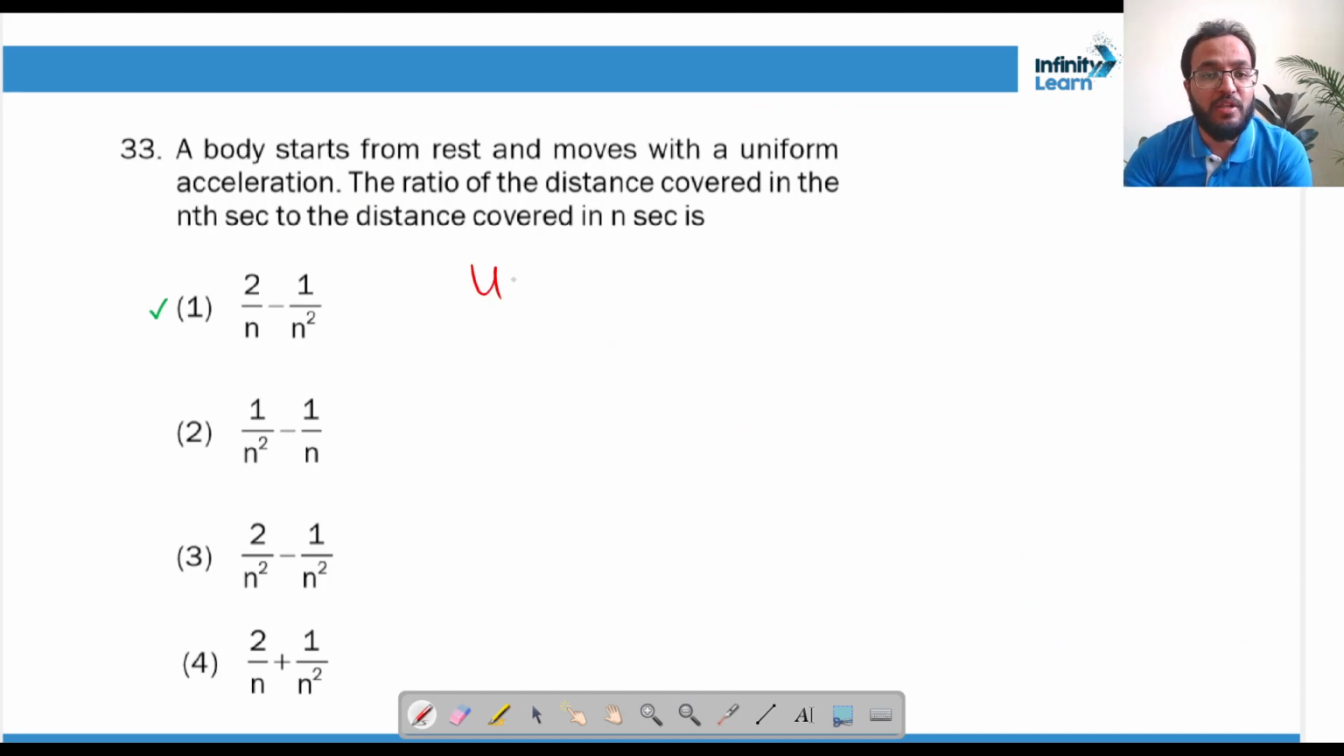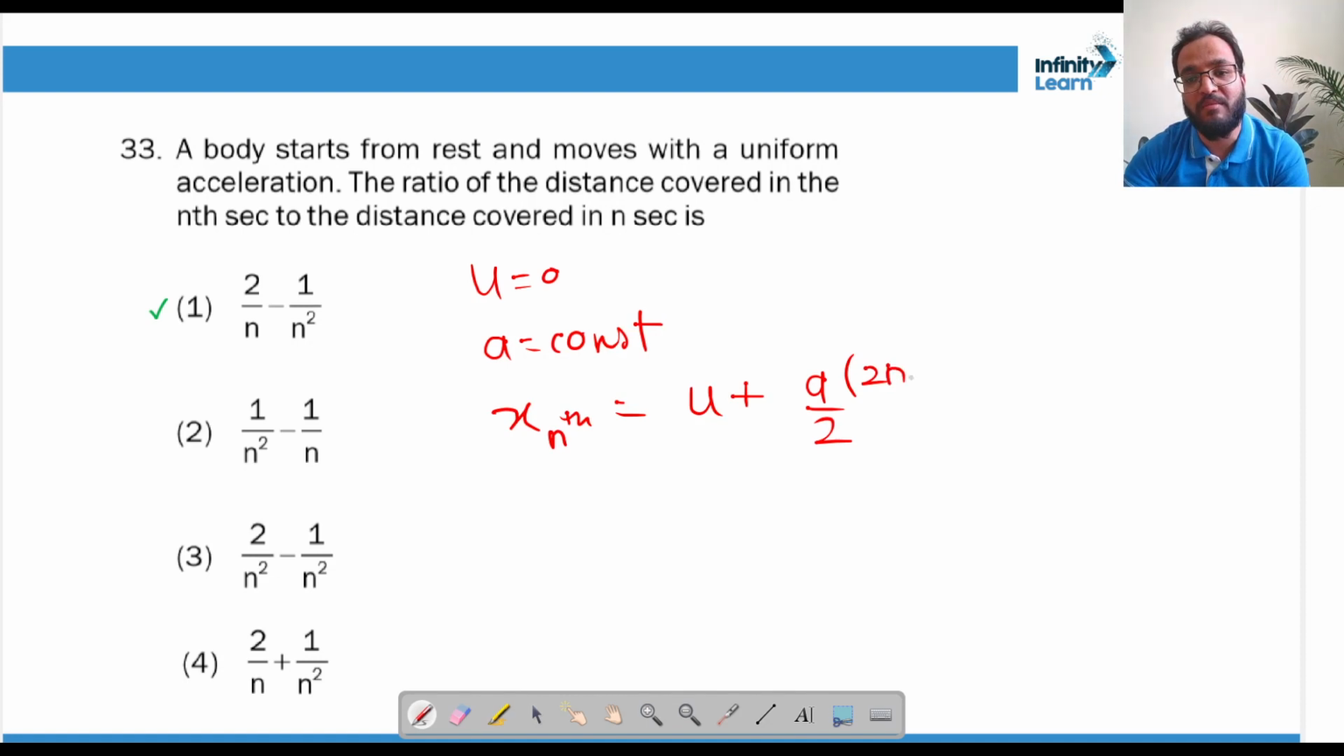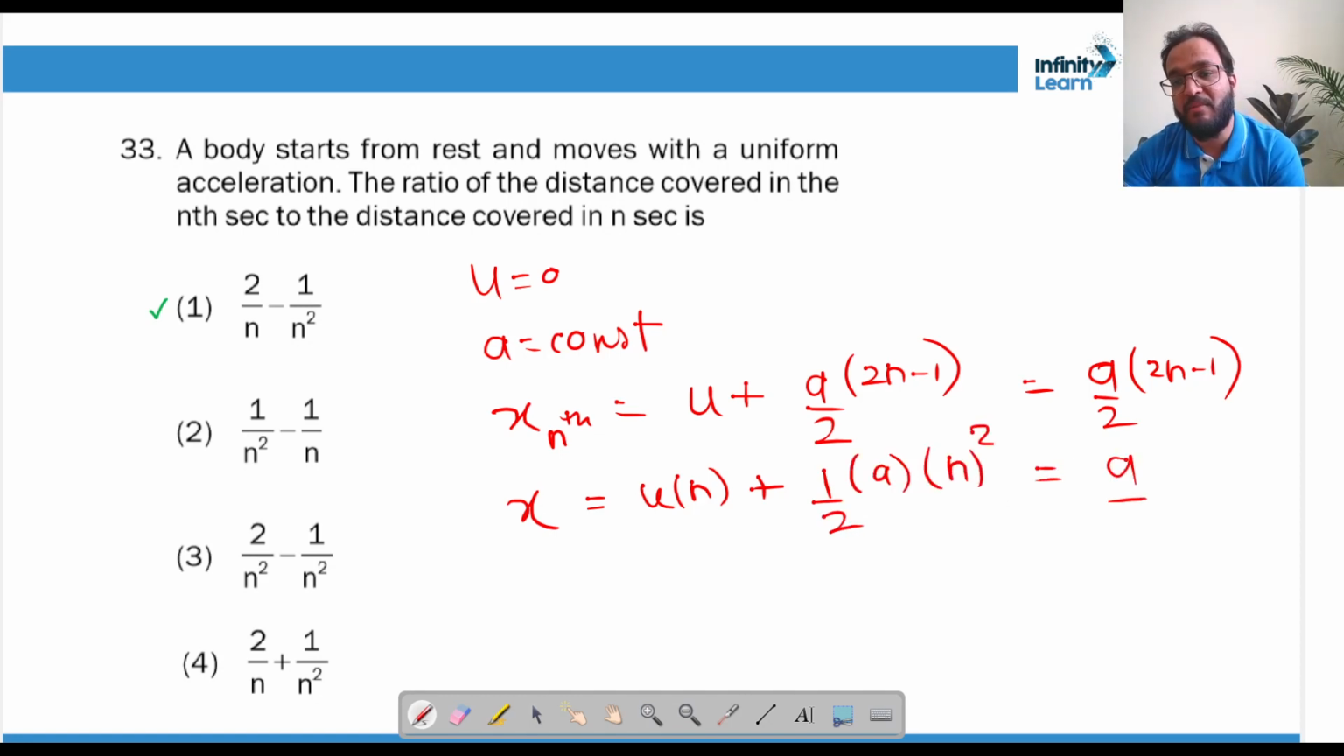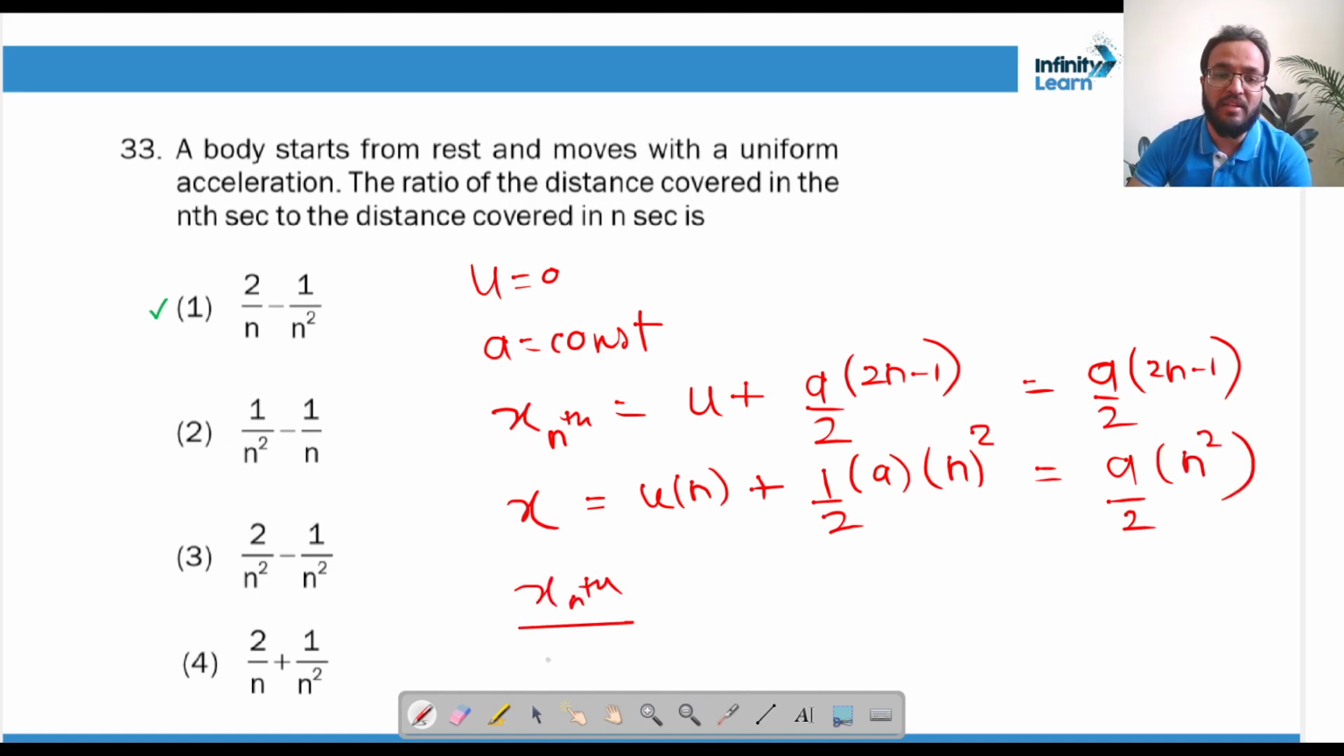Now a body at rest, initial u is 0 and a is constant. So you will say displacement in the nth second will be u plus a by 2 into 2n minus 1, that is a by 2 into 2n minus 1. And overall displacement in n seconds is ut plus half at square, half into a into n square. U is 0, so it will be a by 2 into n square. Now if you take the ratio of nth upon overall, it will be 2 by n minus 1 by n square.